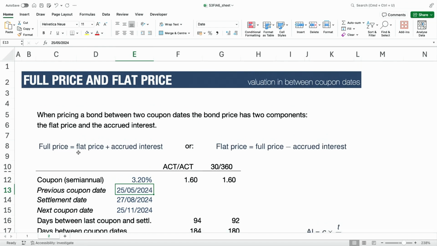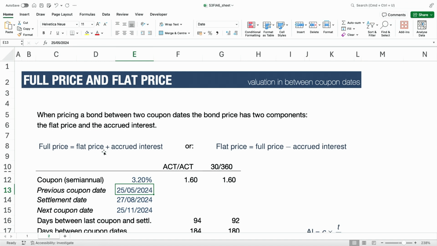What is the accrued interest? It's the interest that a seller forgoes when selling the bond between coupon dates. On coupon dates, the bondholder receives the full amount of the coupon. Accrued interest is the portion of the next coupon payment that the seller is entitled to receive. Although the seller has held the bond up until the sale date, the full coupon payment is only made on the coupon date.